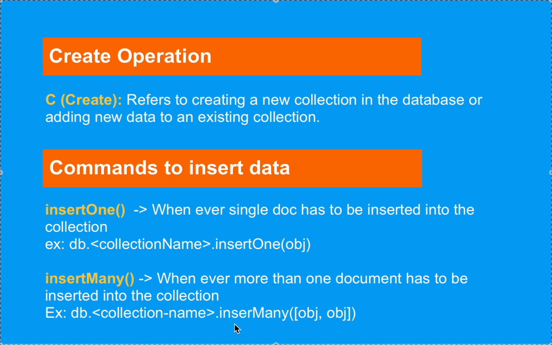The insertOne command should be used whenever a single document has to be inserted into the collection. And the example: db.collectionName.insertOne, and inside that you will pass the document object. And the insertMany command should be used whenever more than one document has to be inserted into the collection. Example: db.collectionName.insertMany, and you will pass the array of document objects.